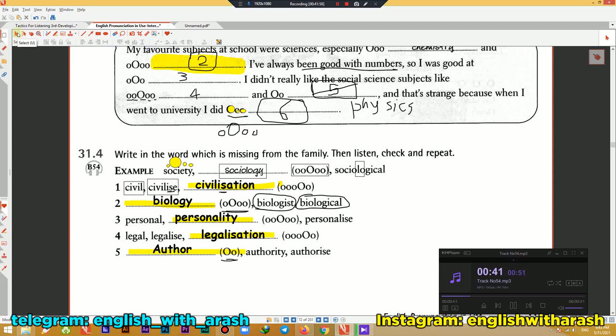Sociology. Sociological. One. Civil. Civilize. Civilization. Two. Biology. Biologist. Biological. Three. Personal. Personality. Personalize. Four. Legal. Legalize. Legalization. Five. Author. Authority. Authorize.